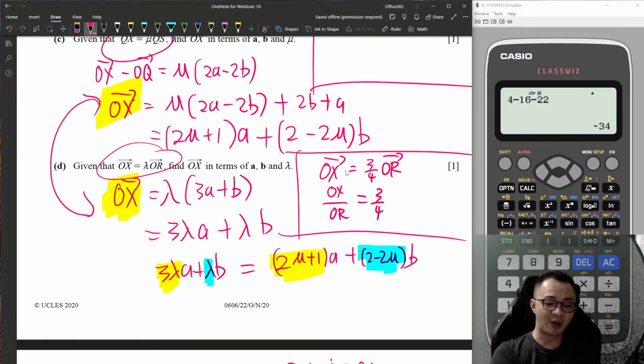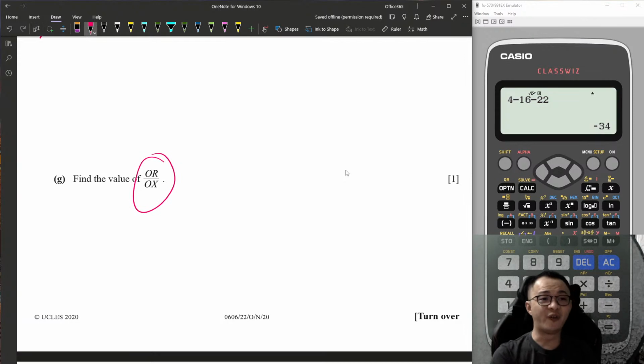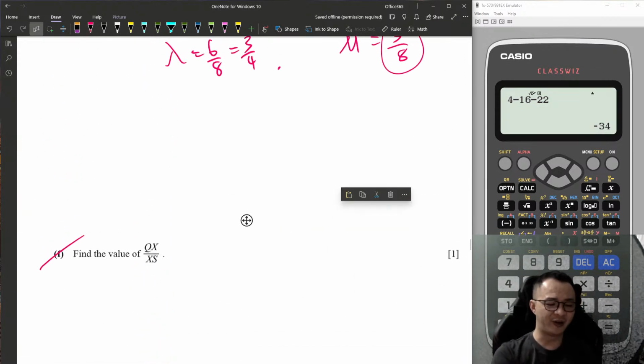But the question asks about OR over OX, isn't it? So you're going to flip, or we straight away do like this. Since OR is this side, I throw the OX here better, then this one becomes 4 over 3. Yeah, we got the answer, which is 4 over 3. Okay, because the question wants OR on the top, right? OR over OX. Alright, this is how to do this kind of vector question.